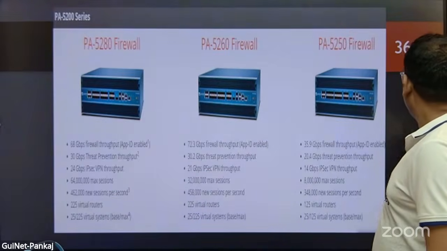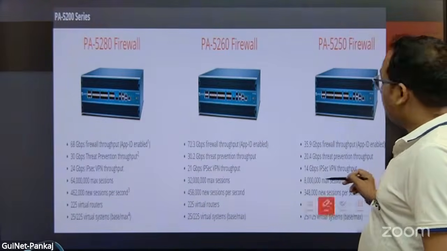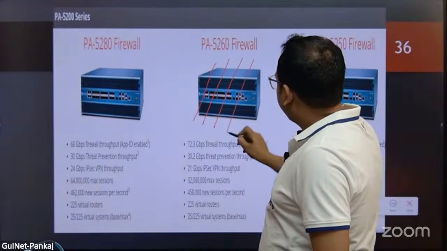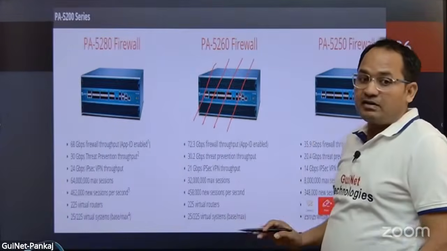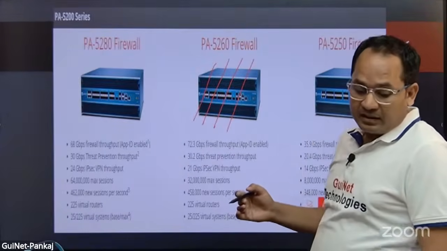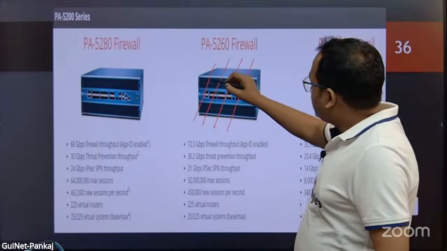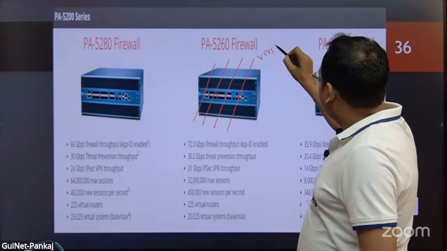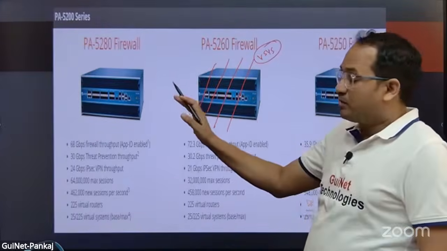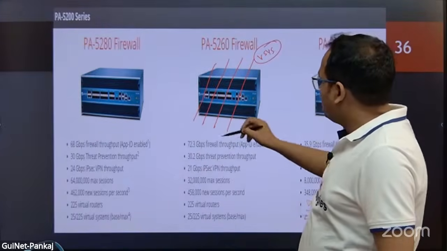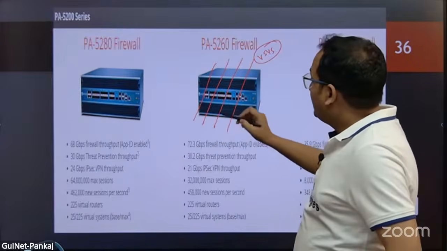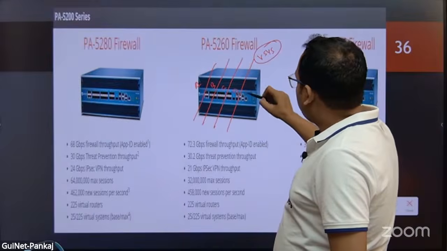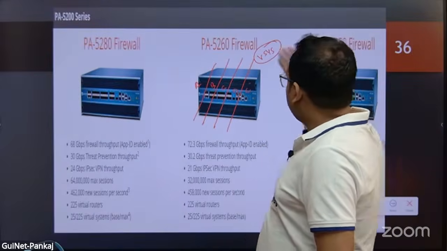So VSys is one of the features. Let's suppose you want to split this firewall into virtual firewalls, which means one physical firewall you want to split into multiple firewalls. Then this is known as VSys. Earlier versions were not supporting VSys, but this supports it. If you have one single large firewall, you want to create firewall A, firewall B, firewall C, firewall D, and firewall E, it is possible. You can think in this way.